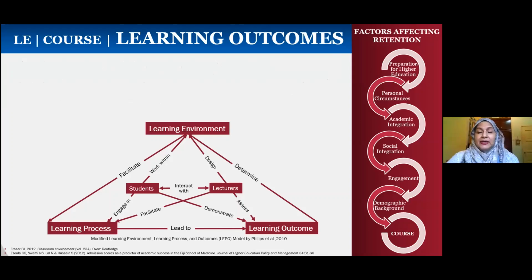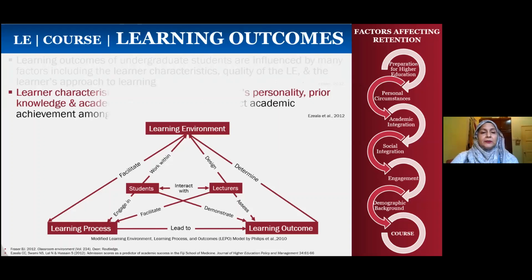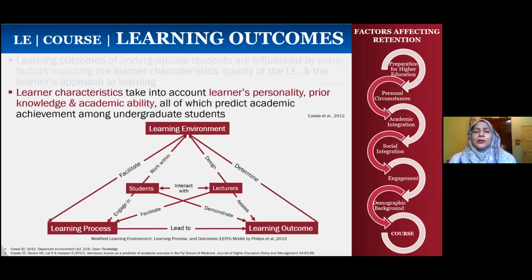The learning outcomes have been identified for all the teaching learning sessions, and they have an interrelationship with the learning environment and the learning process. The learning outcomes of undergraduate students are influenced by many factors, including the learner characteristics, the quality of the learning environment, and the learner approach to learning. Learner characteristics take into account the learner's personality, prior knowledge and academic ability, as well as what predicts academic achievement among undergraduate students. So there is an interplay of these things between the students, the lecturers, the learning environment, learning process, and learning outcomes, which tells the student how good they are in their achievement of the learning outcomes.